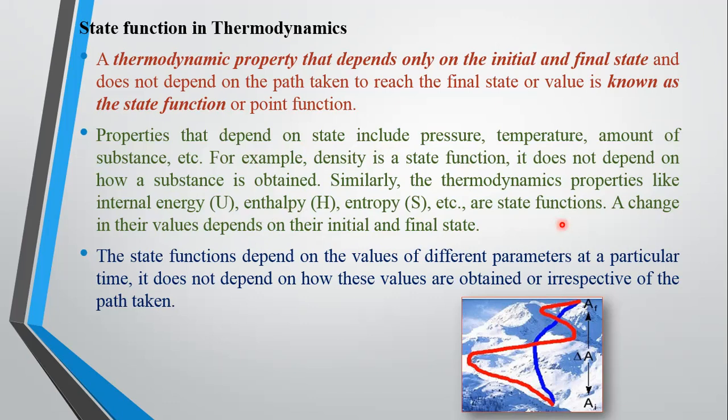Variables which depend only on the state of the system are said to be state functions, and state functions determine only the physical state of a given system. In a particular state, the value of a state function does not depend on the previous history of the sample. So from this picture, you can see that this is the initial point, the bottom, and this is the top of the mountain.